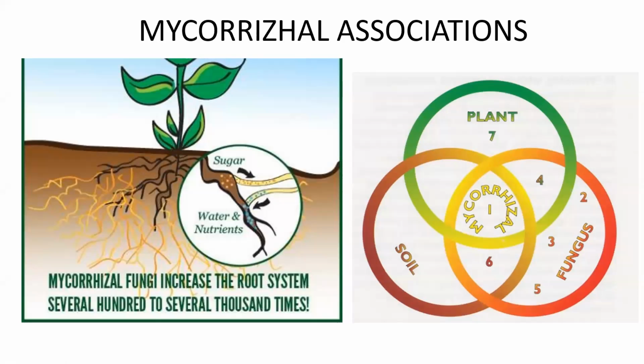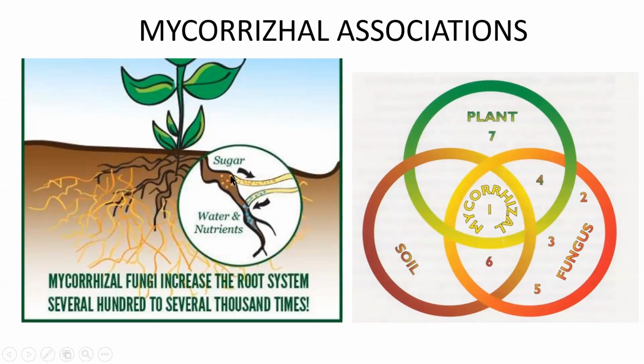So we can see mycorrhizal associations in pteridophytes, gymnosperms, angiosperms, okay, higher plants. So there is a relationship between the plant, fungus, and the soil. This interrelationship between the plant, fungus, and the soil is referred to as mycorrhizal association. So all the plants will show some kind of association with the fungi belonging to genera chiefly Ascomycetes or Basidiomycetes.